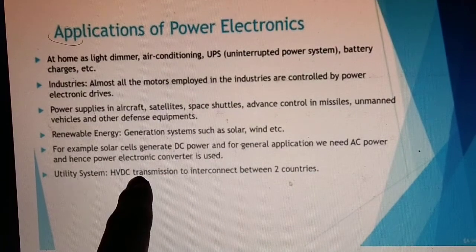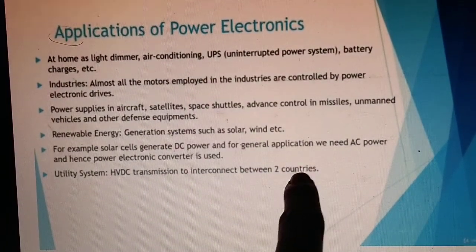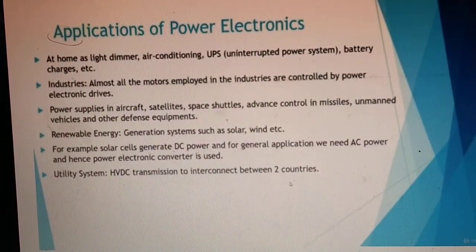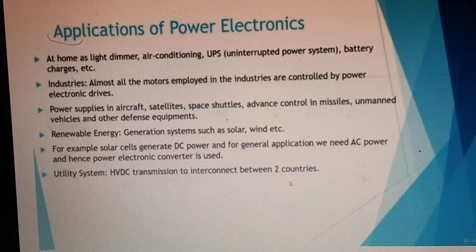And next one is utility system, that is called HVDC transmission to interconnect between two countries. The meaning of this sentence is nothing but, if one country has 60 hertz and our country has 50 hertz, if you want to get energy from the other country, or transmit our electrical energy to the other country, the value of frequency must be constant, it must be matched. So to change the frequency from 60 to 50, only then is it possible to get energy from one country to another country. In that frequency conversion also, we are using power electronics devices. In that case, the AC power is converted to DC, and then the DC power is converted into AC. That is the main function of power electronics.